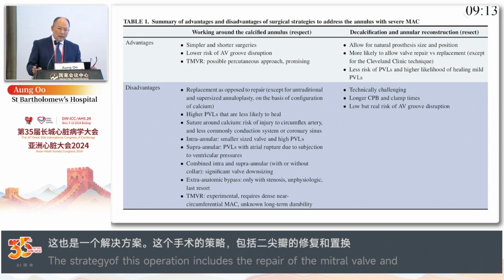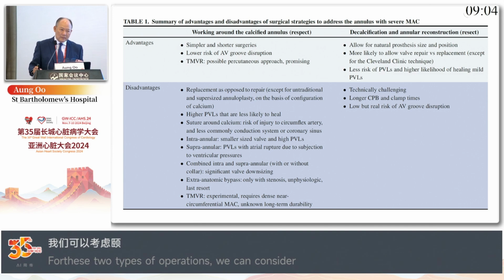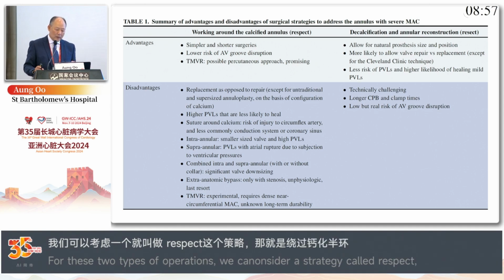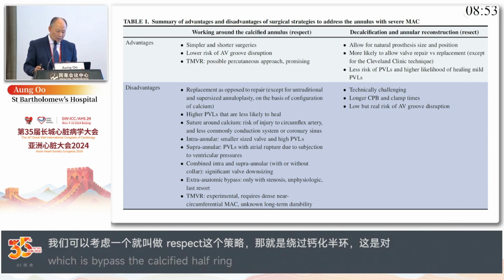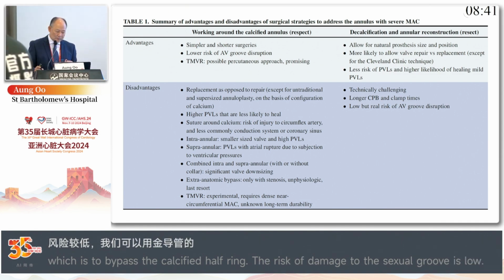And there are two approaches you can think of. One is respecting the calcified annulus by working around the calcium, and the advantage is a lower risk of AV groove disruption and subsequent demise. It is also possible to leave the calcium and use a transcatheter valve, so that you don't need to disrupt or interfere with the calcified annulus.